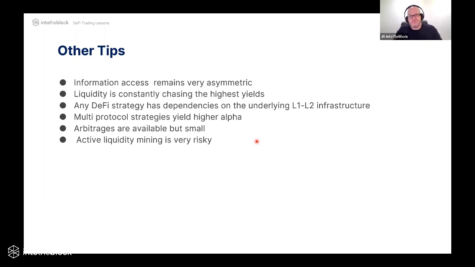There are arbitrage opportunities. We're looking at a bunch of them, but the opportunities are juicy but very small, hard to do with large amounts of capital, and somewhat competitive. There are some new protocols that came to the market that are probably opening the door a little bit more in terms of arbitrage strategies.